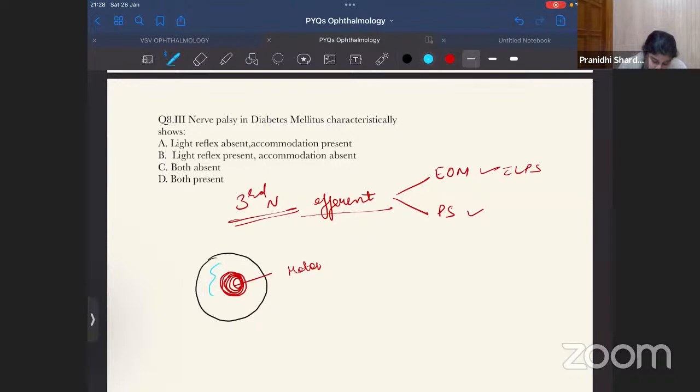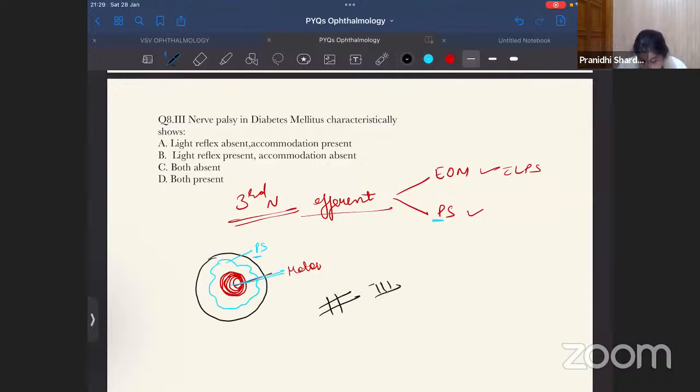And in the periphery are the fibers which supply the parasympathetic system. P for parasympathetic, P for periphery. The fibers having parasympathetic supply are peripheral in the nerve, and the motor supply fibers are in the center of the nerve.